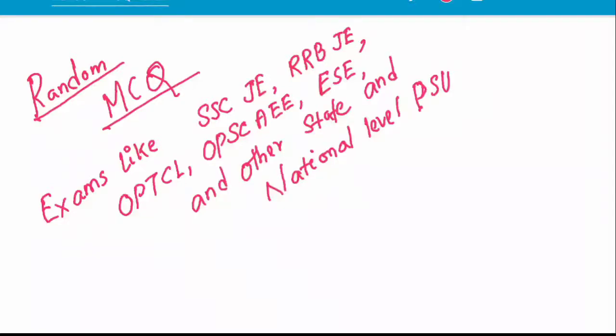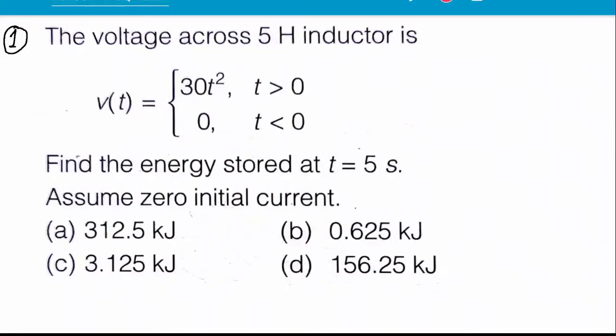So let's get started. The first question is: the voltage across a 5 Henry inductor is V(t) = 30t² when t is greater than 0, and 0 when t is smaller than 0. Find the energy stored at t = 5 seconds. Assume 0 initial current.